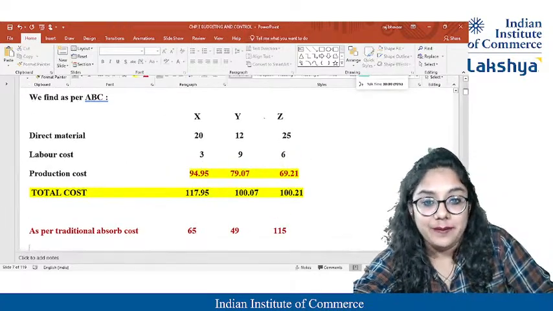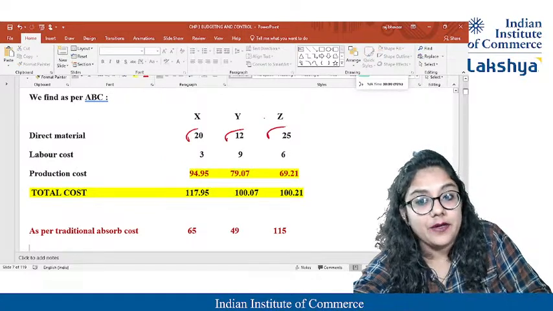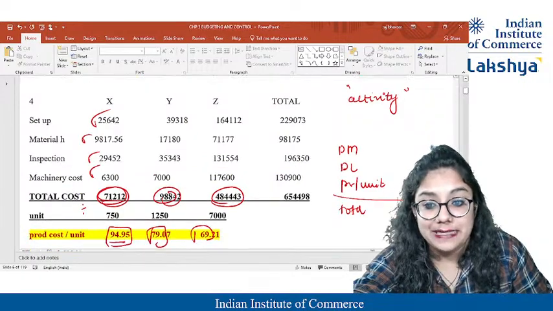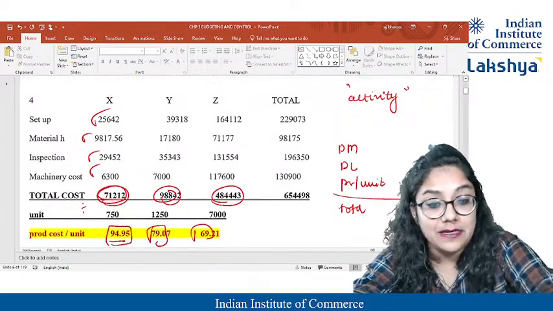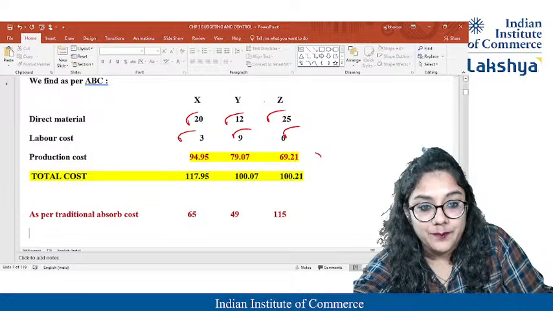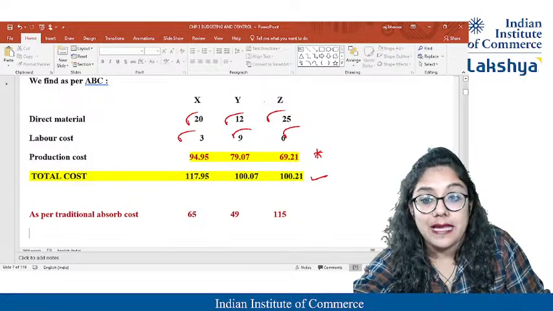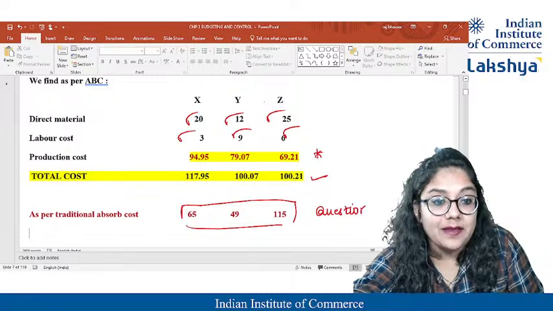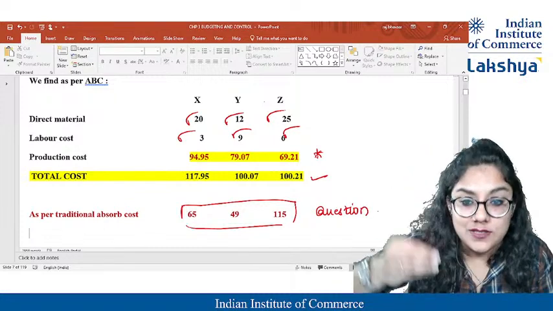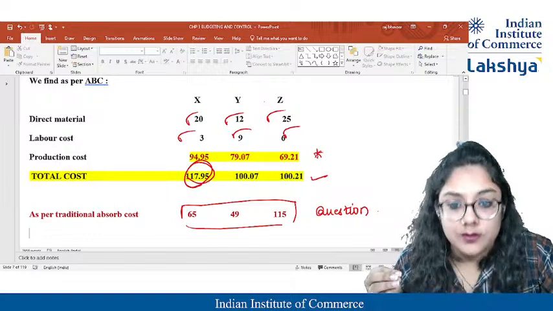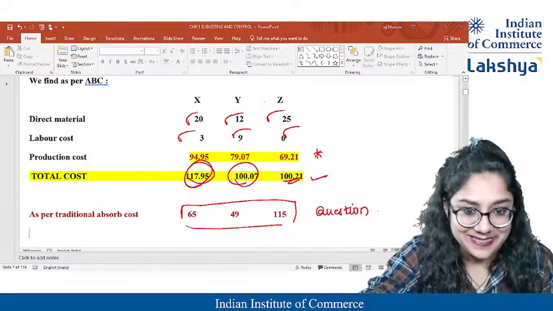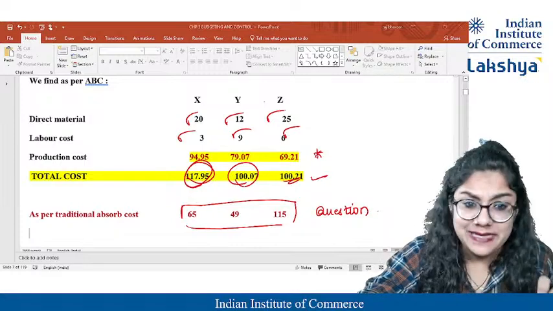So we can find the ABC cost, like the direct material and direct labor, which are given in the question. Right now what I got is the production cost of 94, 95, 79 and 69. I need to add it and get the total cost, and this is the cost that was given in the question. Then guys, I can compare it. The cost I got is more here and less there, so accordingly we have to make plans. I hope you guys are getting it.